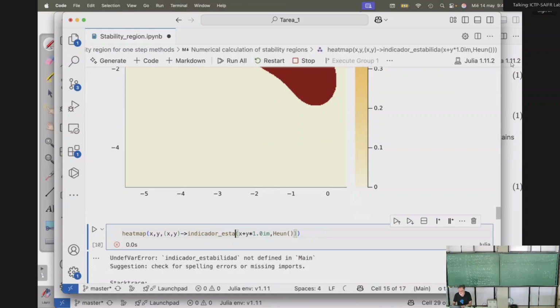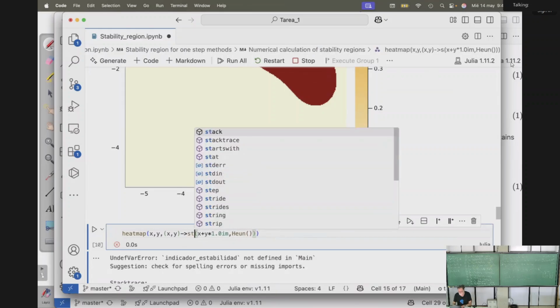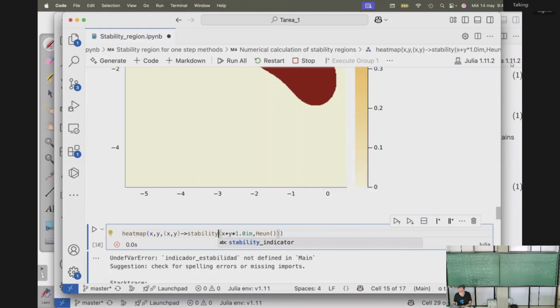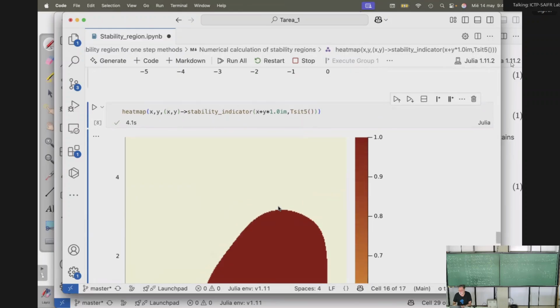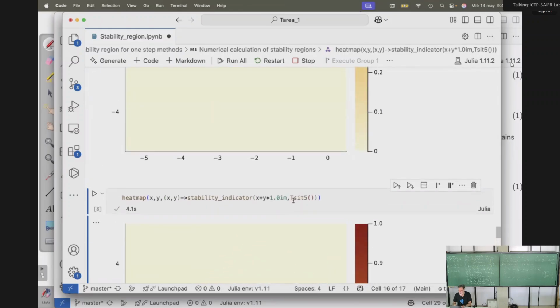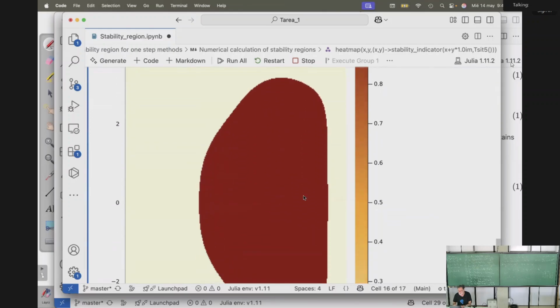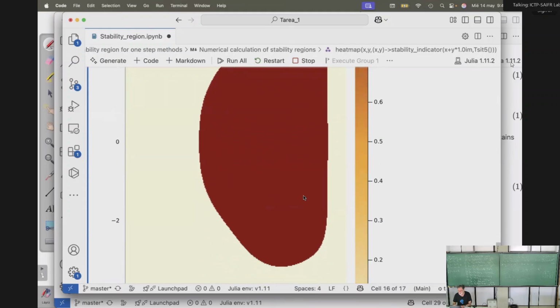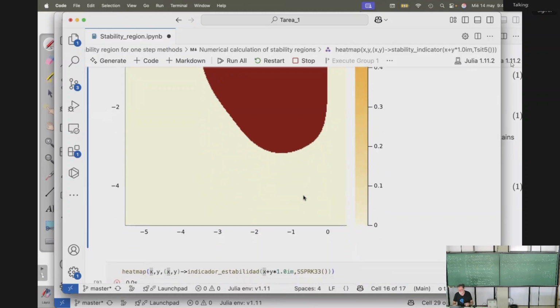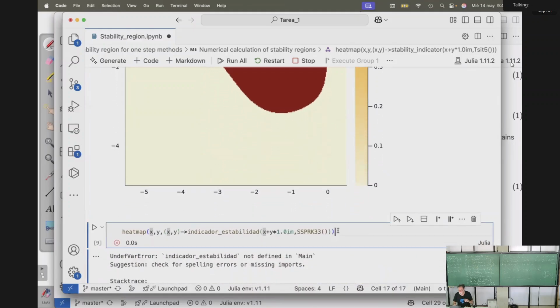Okay, and this should be the stability indicator. So we are going to compute it for the seat. This is another method of fifth order. This is a very good method. So sometimes we use this instead of Runge-Kutta-4, and the stability region is like that. So it also contains a piece of the imaginary axis. And here there is another one.